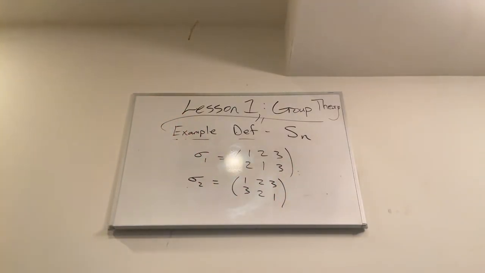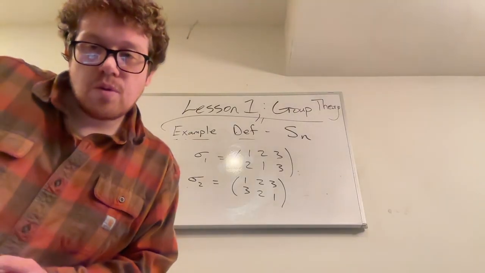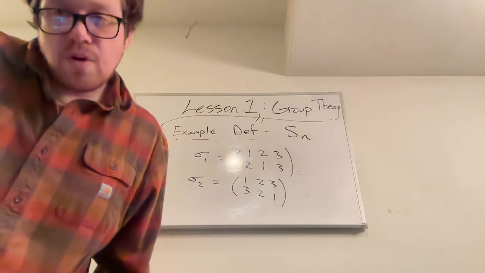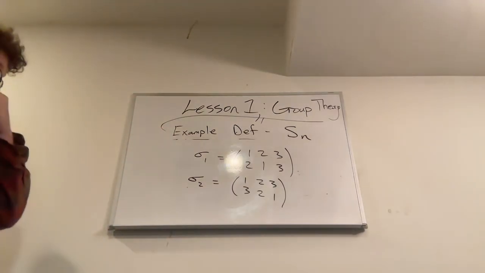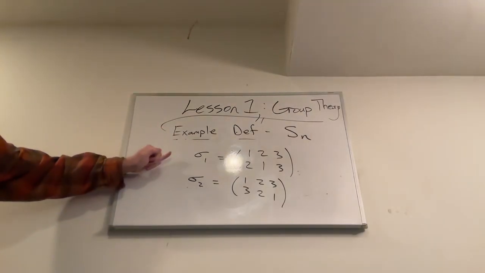I got a question. So what about the group of rotations? To what permutation group is it isomorphic? Okay, so that's a good question. I'll get to that in a second. Let me just finish this example.